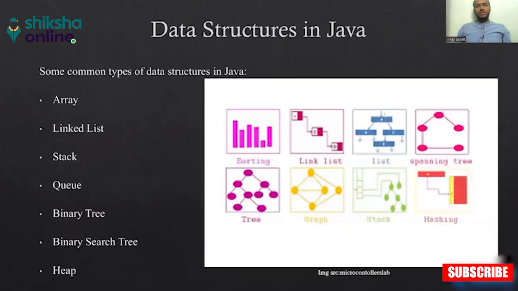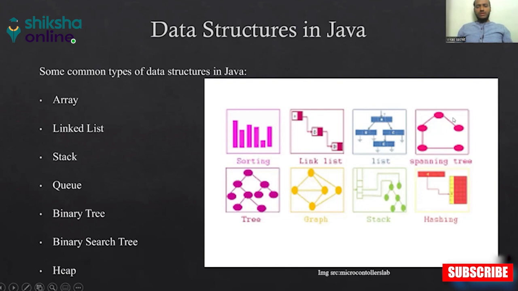So now let us head to the types of data structures in Java. Typically, there are 8 types. There are a few others, but I have considered the top 8, such as array, linked list, stack, queue, binary tree, binary search tree, and heap. You can see an image here. What is a linked list? A linked list is nothing but a list where elements are linked to one another, like this.